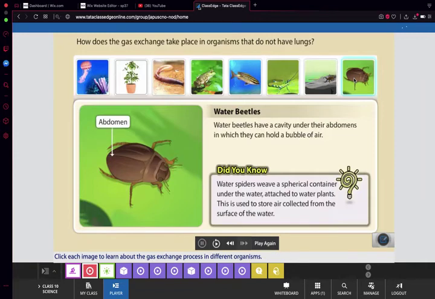And here you can see another fact. Water spiders weave a spherical container under the water attached to water plants. This is used to store air collected from the surface of the water.